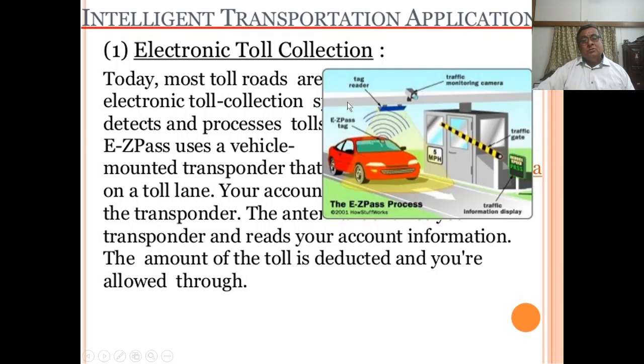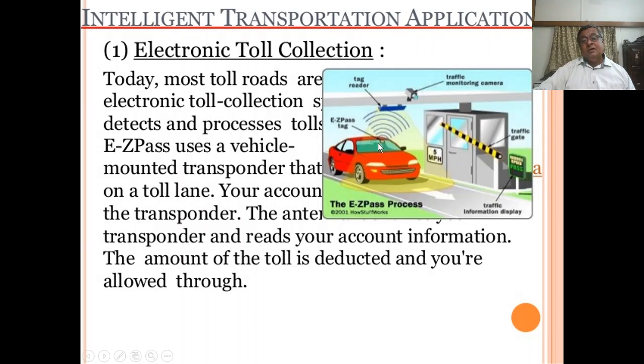Today, most toll roads use an electronic toll collection system, which detects and processes tolls. Each vehicle passes a transponder mounted on a toll lane. Your account is automatically debited by the transponder. The antenna and the transponder read your account information. The amount of toll is deducted and you are allowed through.